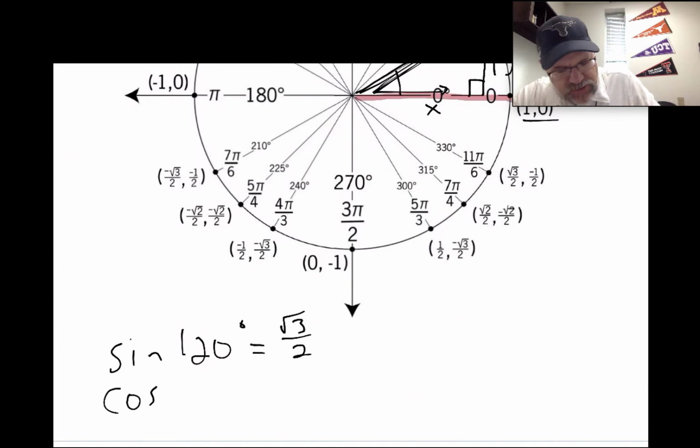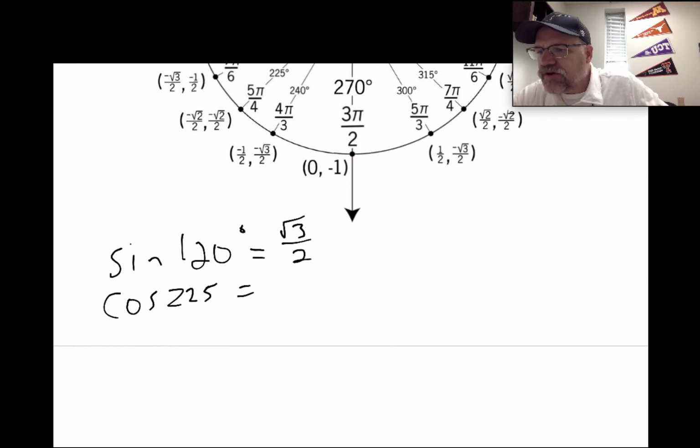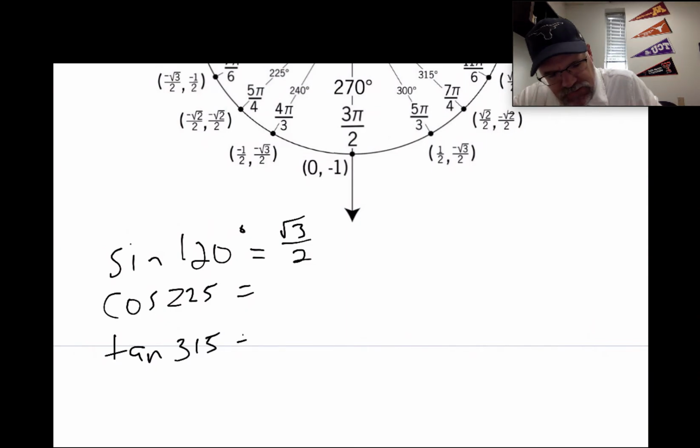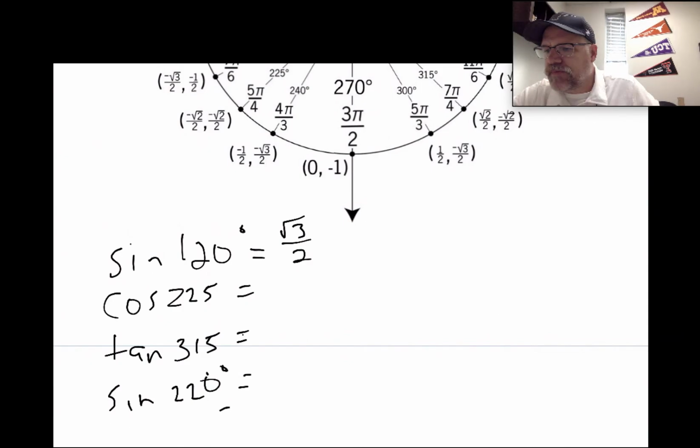So let's go through a couple of these. Let's go cosine of 225. Let's go tangent of 315, and when we get to it, I'll talk about it. Sine of 220. Cosine of 180. And tangent of 270.